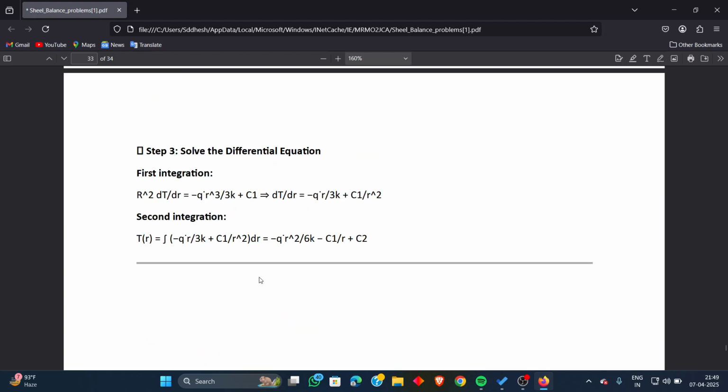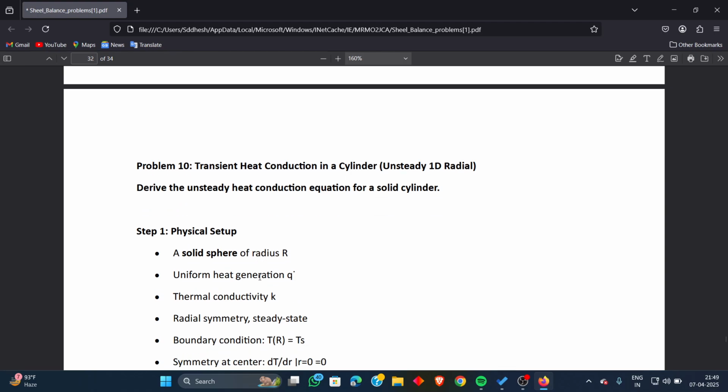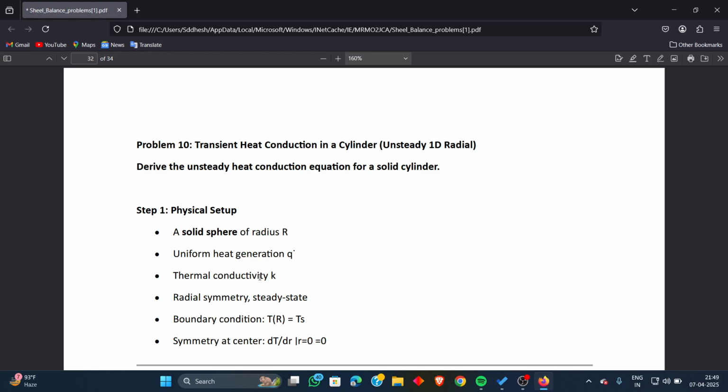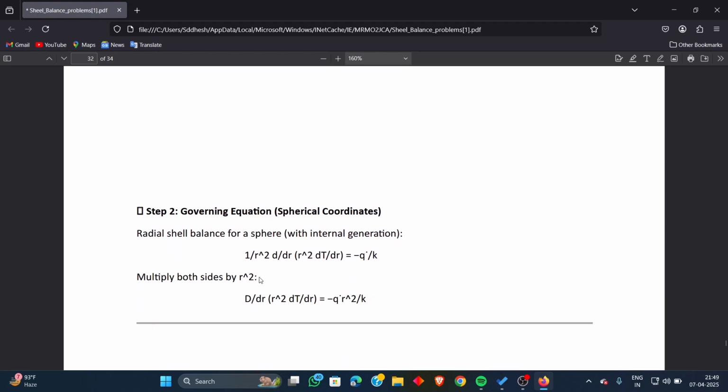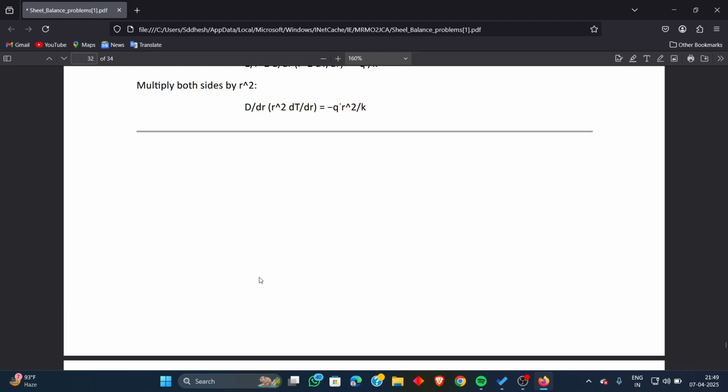First, we'll understand all the steps again for the 10th question. This question was a transient heat conduction in a cylinder, unsteady 1D radial. Step 1 is physical setup. Step 2, governing equations. Step 3, solving the differential equation. We have to integrate it two times. That is q dot r by 3k plus c1 by r square, and the other time we get q dot r square by 6k minus c1 upon r.